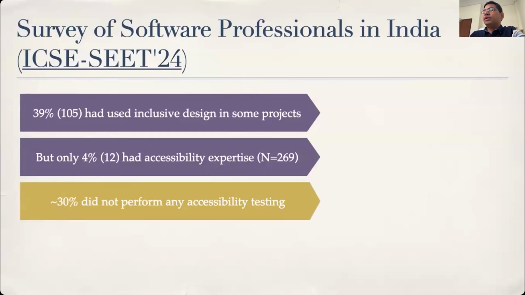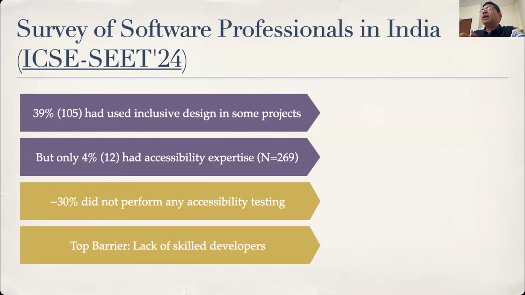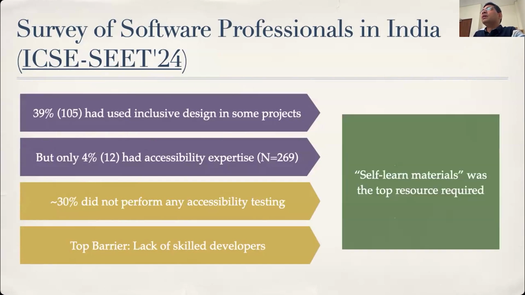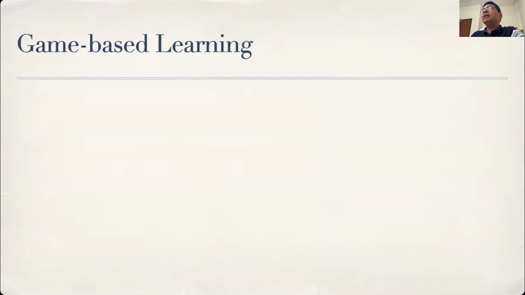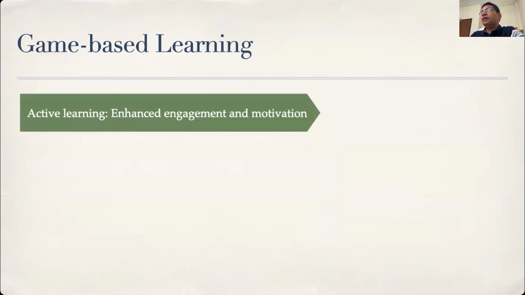Some of our questions asked what sort of accessibility efforts they took in development, testing, etc. And we found that about 1/3 of them did not perform any accessibility testing. And the top barrier here was lack of skilled developers. Again, as we all understand, since there is a lack of training, there is a lack of skilled developers. So through another question, we learned that self-learned material was the top resource required. And we combined these two inputs to proceed with the game-based learning approach.